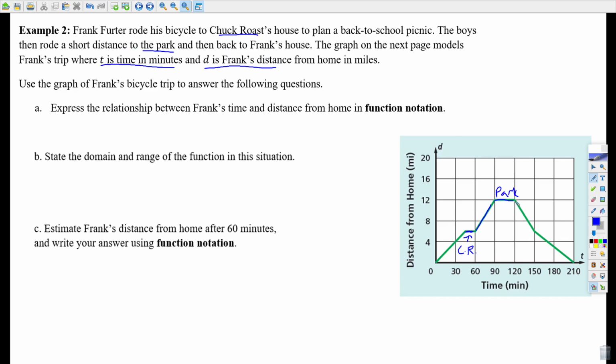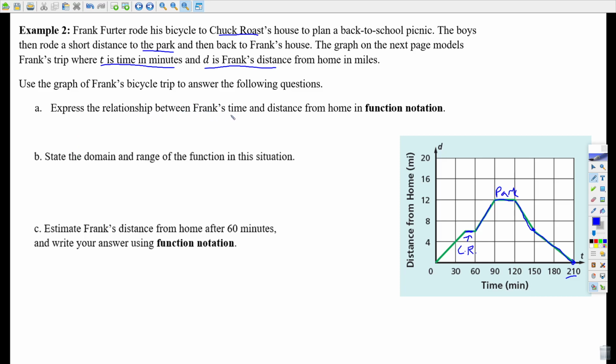So it looks like he drives back to his house pretty fast at first, and then at some point he changes and it's not as steep, so it's taking him a little longer to get back home, and eventually gets home after 210 minutes for the whole trip.